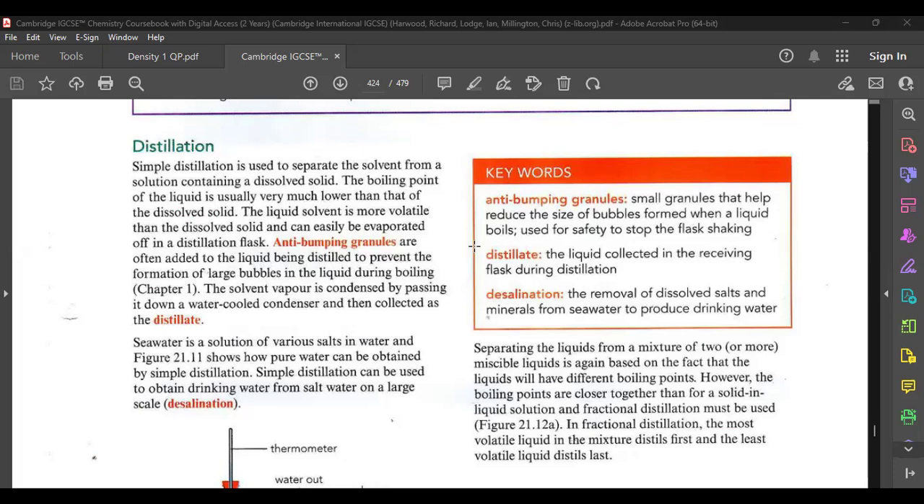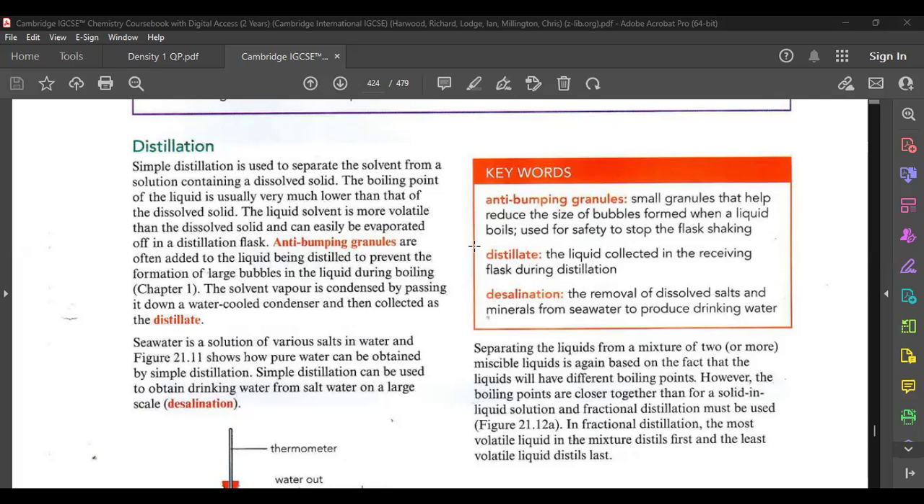So what would happen? The liquid solvent, obviously, is more volatile. Volatile means it would be evaporated earlier than the solid. So the dissolved solid would remain there, and the liquid, the solvent, you can say, would be evaporated.